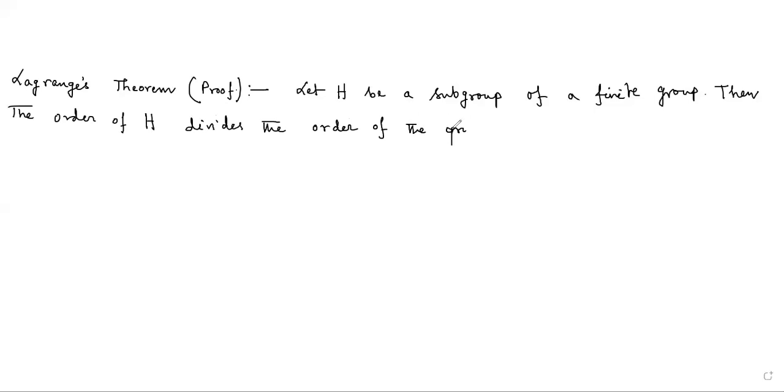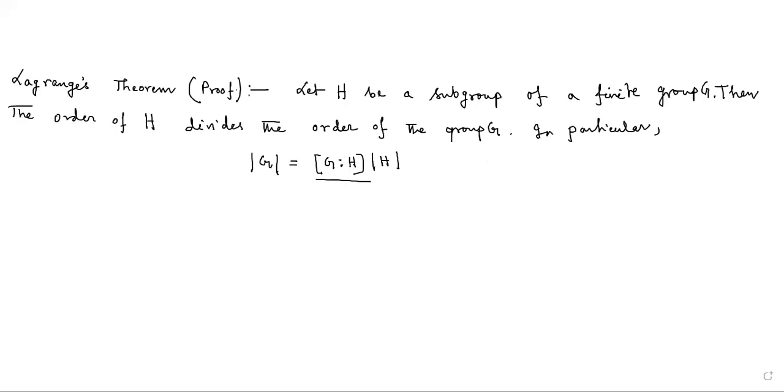Let us call the group capital G. Then the discussion will be easy to carry on with. In particular, the cardinality of G is the index of G with respect to H multiplied by the cardinality of H. As you can remember, this particular term is called the index.